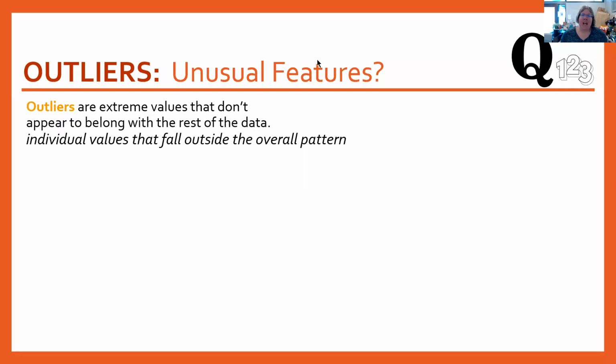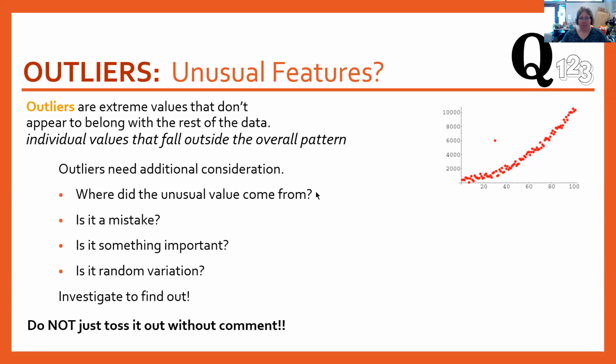The next thing we're going to talk about when we talk about describing distributions of quantitative variables is the outliers. So outliers are extreme values that don't appear to belong with the rest of the data. So they kind of fall outside of the overall pattern. This is a scatter plot here on the right. So this one is really easy to see. This one lonely dot out here is not part of the rest of the pattern. So we would call that dot there an outlier.